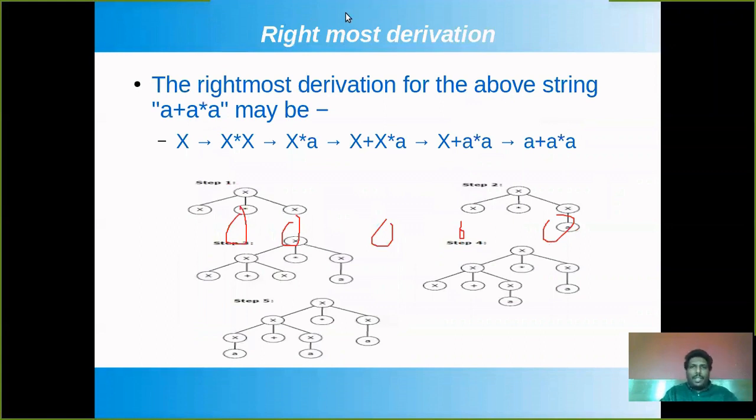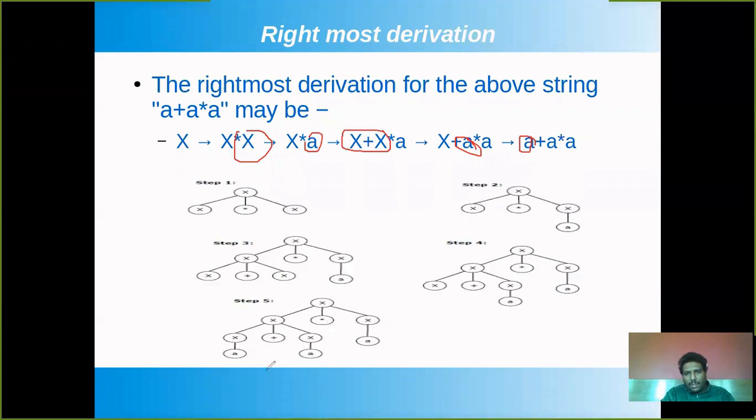Rightmost derivation works the same way. Instead of taking leftmost, we are going to take rightmost here. See here, x. First, we will consider this x instead of this x. So a is replaced here. After that, this x will be replaced with these things. After that, again on the left side we replace a, and then we replace b. Only the rightmost things are considered.